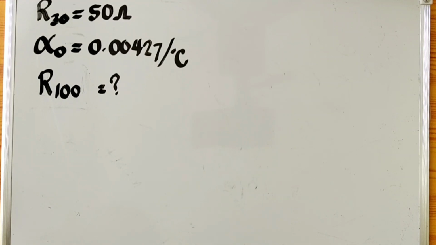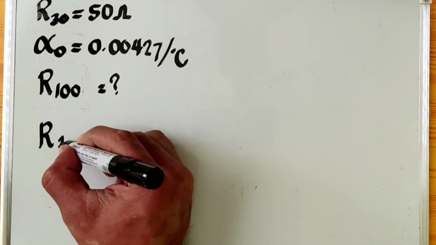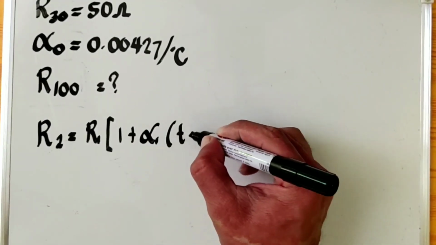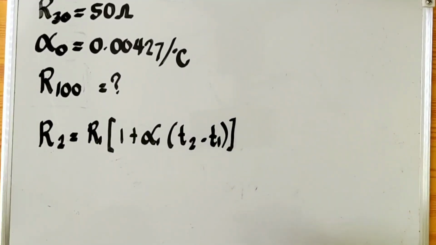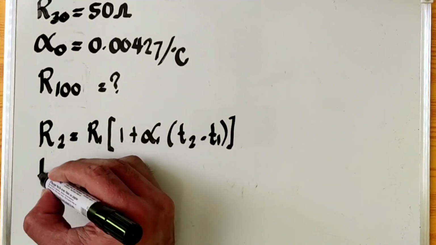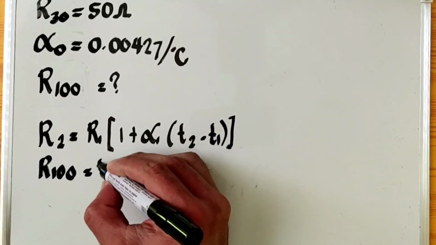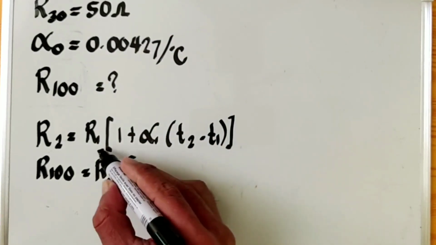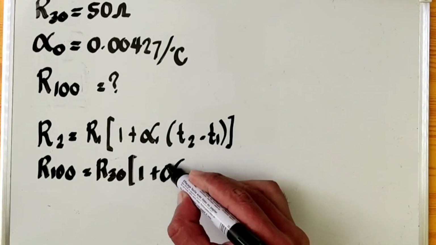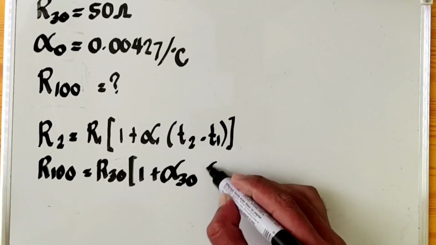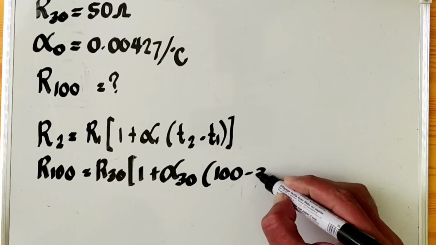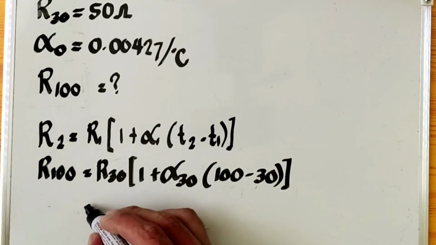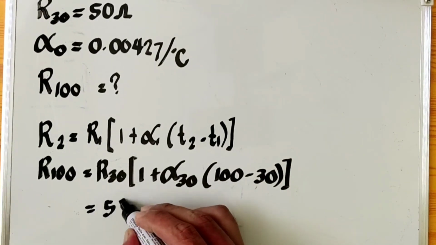So in this case, we're going to have the formula R2 is equal to R1 times 1 plus alpha 1 times T2 minus T1. So let's have the temperature of each resistance. We are asked to find R at 100, which is equal to R at 30, since we have two different temperature levels. 1 plus, if this is 1, this should also be 1. Therefore, if this is 30, this is also alpha 30 times 100 minus 30 degrees Celsius. So we don't have yet the alpha 30. We have R at 30, so R at 30 is 50 ohms.